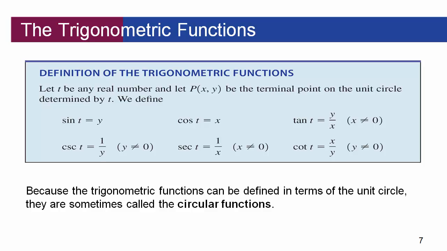Tangent is simply going to be the function sine over cosine, so it's going to be y over x. And then cosecant is 1 over sine, so it's 1 over y. Secant is 1 over cosine, so it's 1 over x. And then cotangent is 1 over tangent, and 1 over y over x. If you divide something by a fraction, you multiply by its reciprocal, it just becomes 1 times the reciprocal. So instead of y over x, you get x over y. All right, those are all of our basic trig functions.